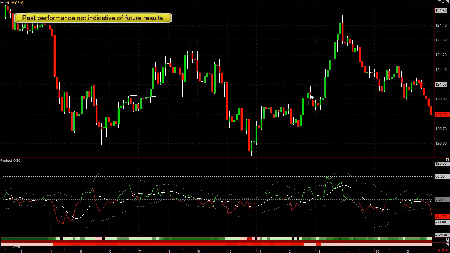Notice this explosive move up here. Not only does price make a higher high, we go outside the bands. It pulls back. It's not even able to get underneath the zero level. The moving average of the perfect oscillator is above the zero line. You go long. This nice little wedge pattern right here, and the market explodes up.